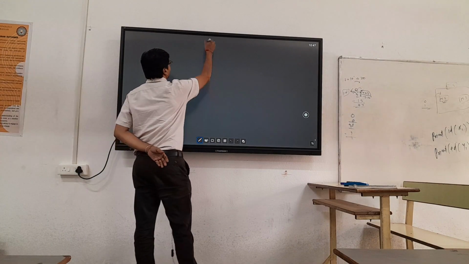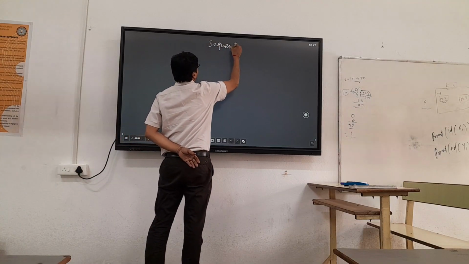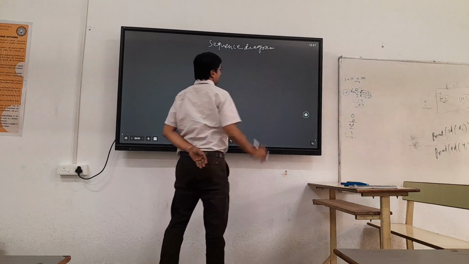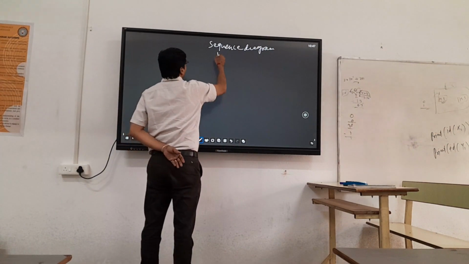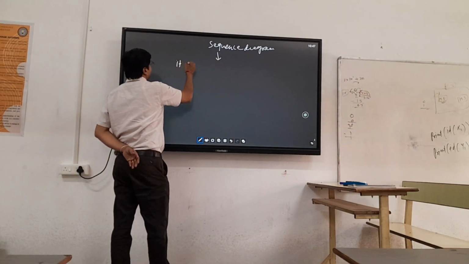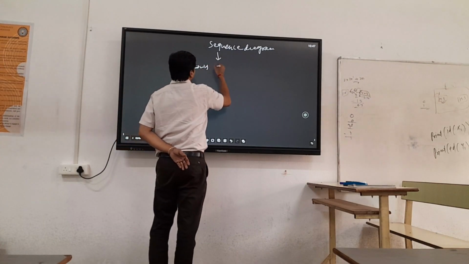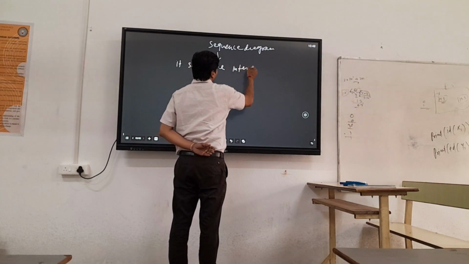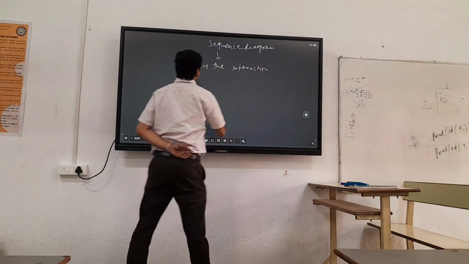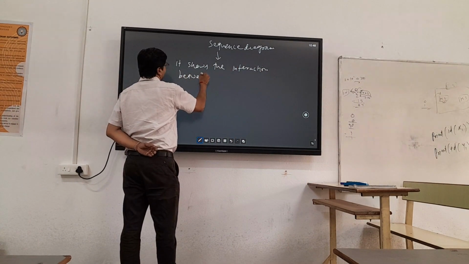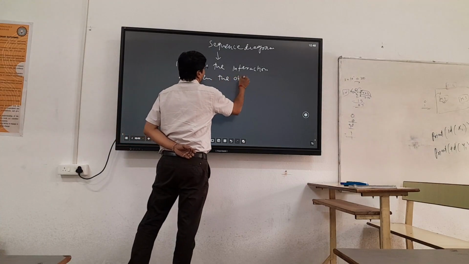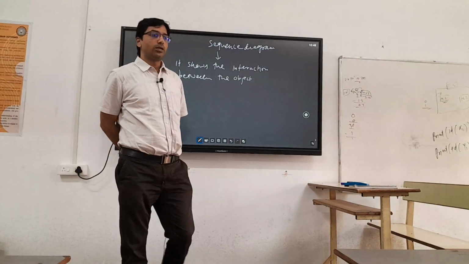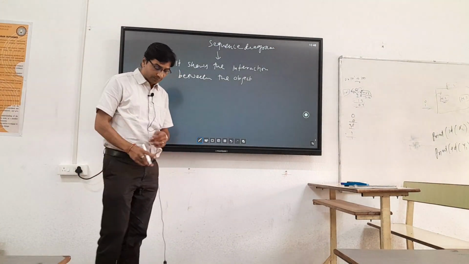Now, what is the sequence diagram? The sequence diagram shows the interaction between the objects. As you can say, this is also known as an interaction diagram.